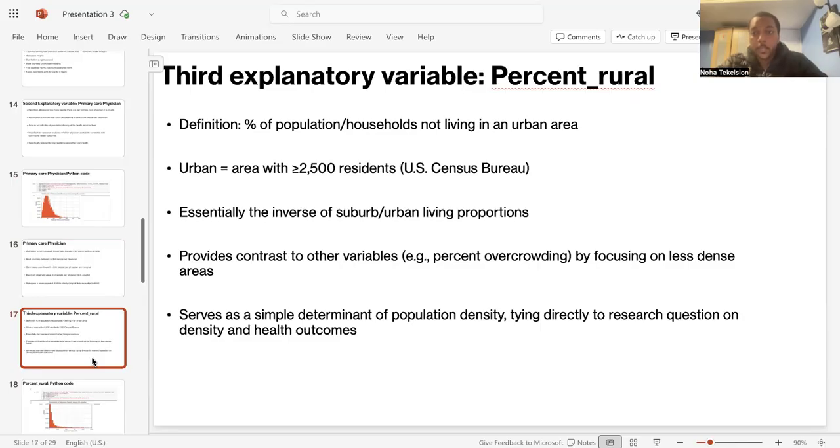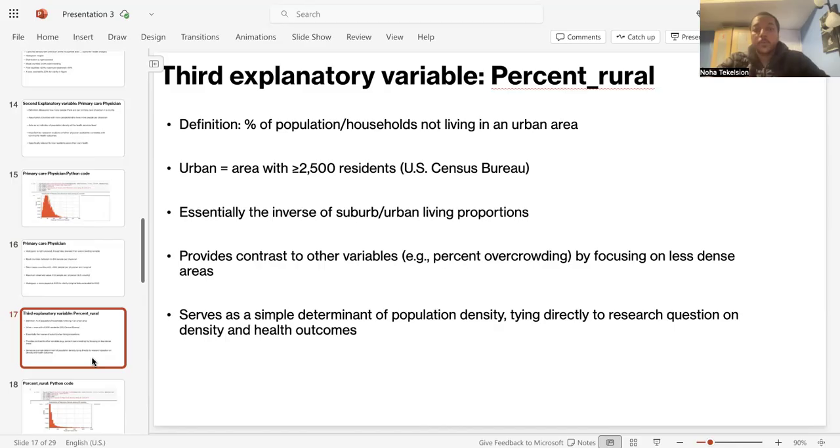Since it is very precise, again, we had 3 people per room for the overcrowding measure. Now we have 2,500 people per any U.S. Census Bureau designated area. Less than that, you are rural. But this variable reflects pretty much the inverse of suburban urban living proportions. We're talking about overcrowding, so the lack thereof, we want to understand how that affects mental and physical health as well. So this is an important variable to add into our explanatory variable bunch.